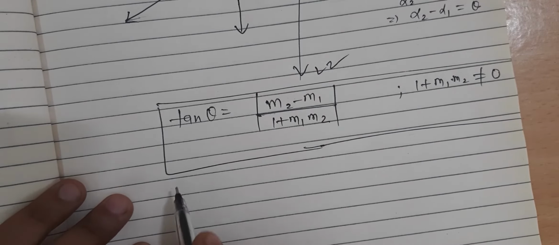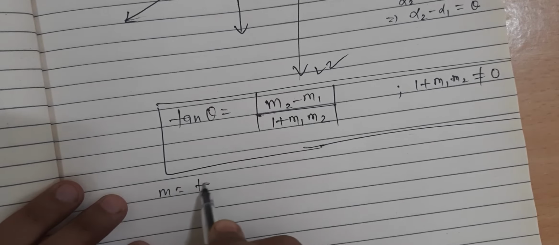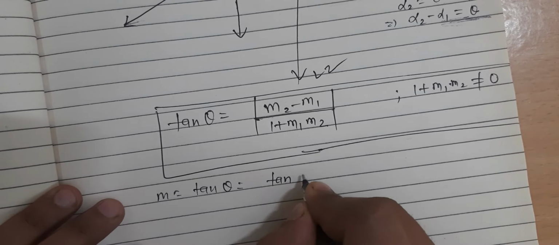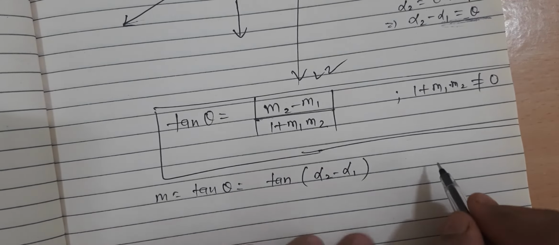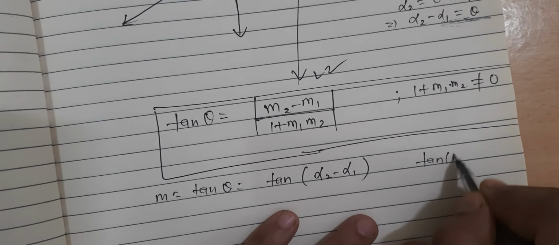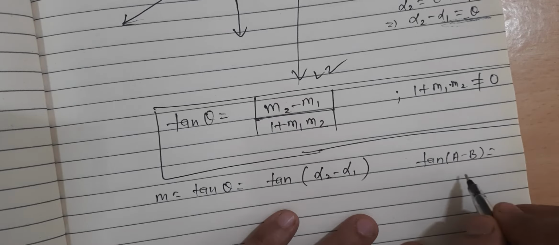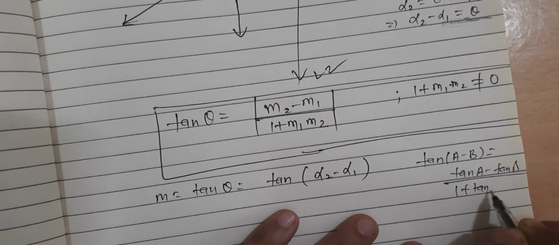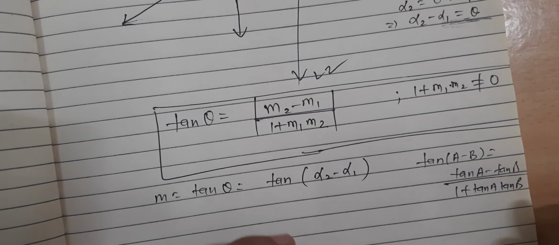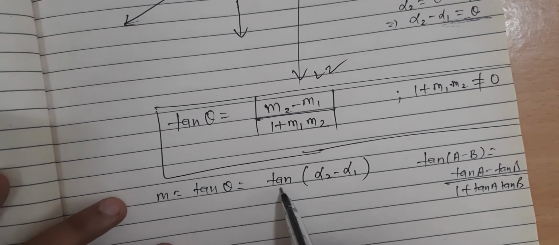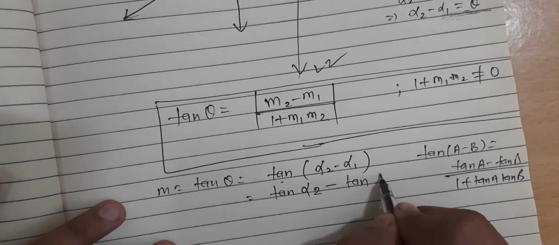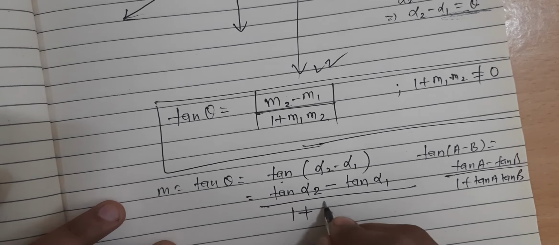So the formula to find slope is m, which is equal to tan theta. From this relation we can write tan theta is equal to how much? At the place of theta we can write alpha 2 minus alpha 1. And there is a formula again from the trigonometry topic, tan (a minus b), which is equal to tan a minus tan b upon 1 plus tan a into tan b. So here tan (a minus b) will be tan a, meaning tan alpha 2, minus tan b, meaning tan alpha 1, upon 1 plus tan a tan b.